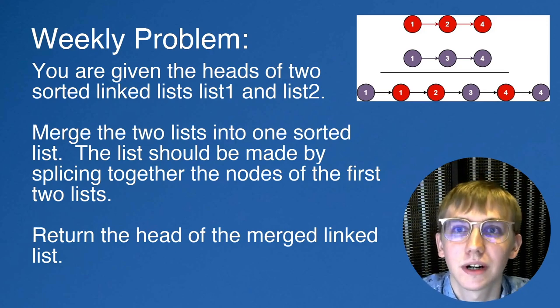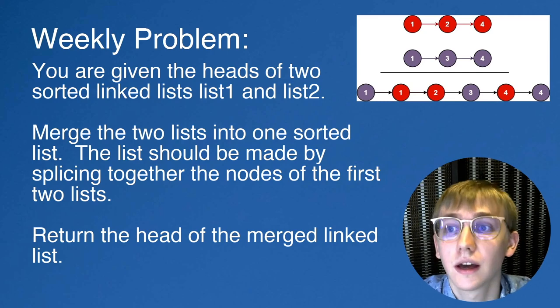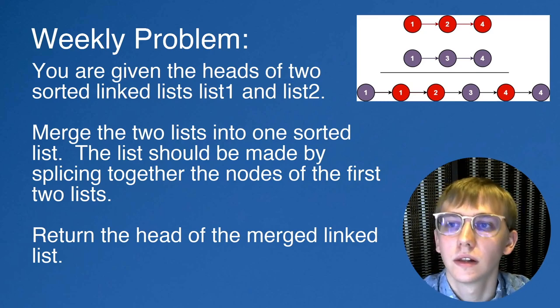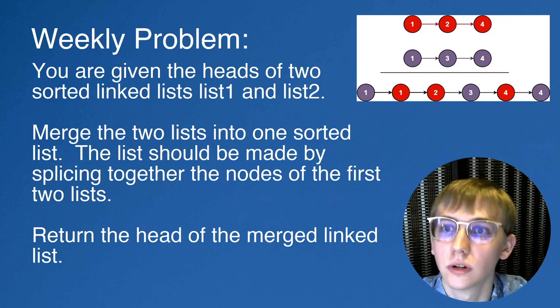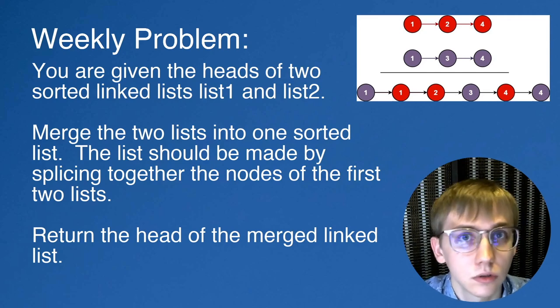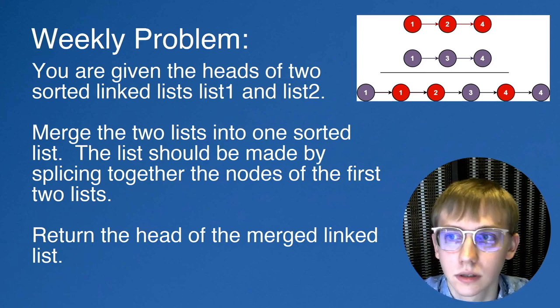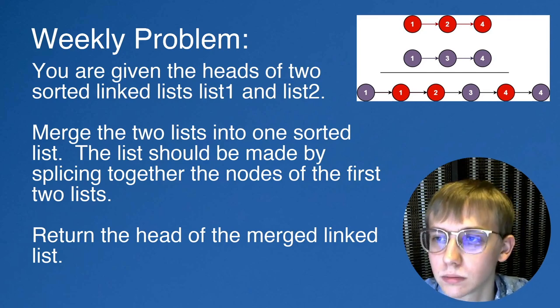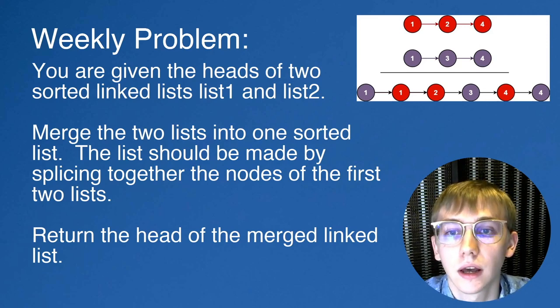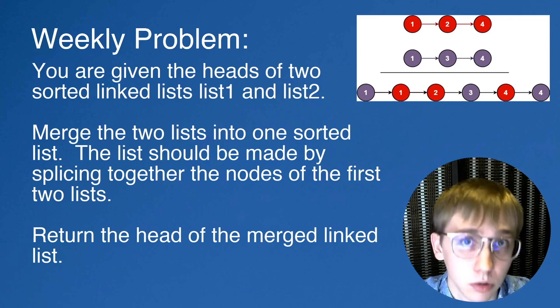Let's get into this week's problem. So you're given the heads of two sorted linked lists, list 1 and list 2, shown up here in the top right corner of the screen. You want to merge the two lists into one sorted list. The list should be made by splicing together the nodes of the first two lists. And then at the end, you will return the head of the merged linked list.